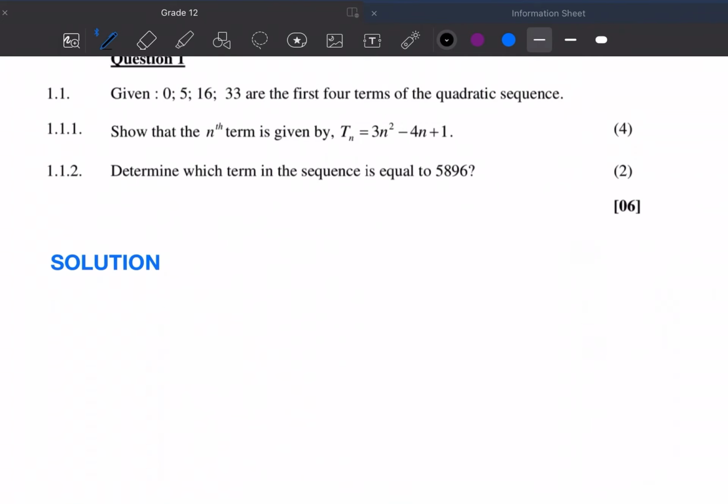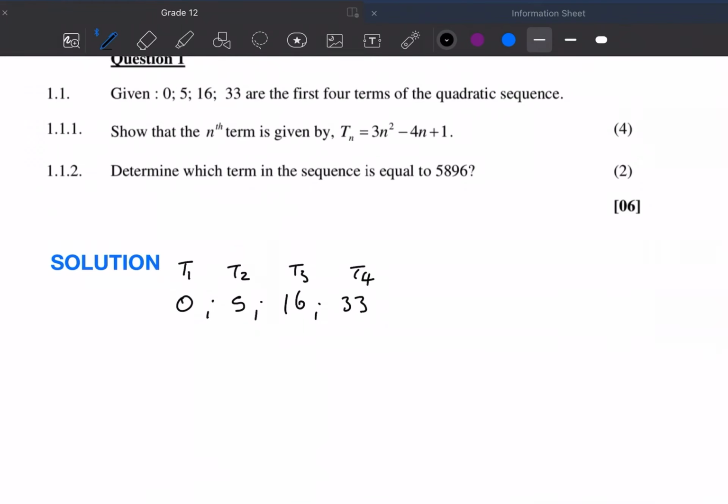For example, they say here you are given a sequence that starts with 0, and then the next term is 5, the third term is 16, the fourth term is 33. Let's say the sequence ends here, just 4 terms. This is the first term, this is the second term, this is the third term, this is the fourth term.